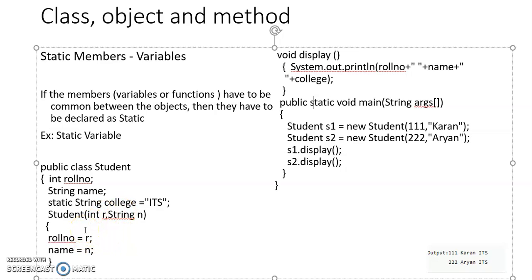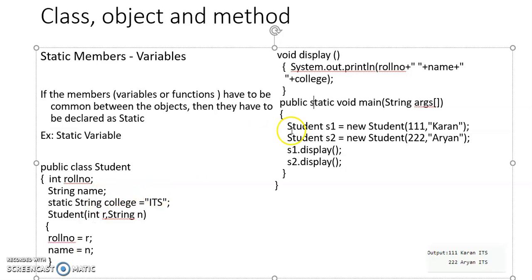Then that particular student s1's roll number will be 111, and object s1's name will contain the value Karan. Please note that roll number and name are not static, hence each object will get its own copy. Now similarly s2 is there. s2 is an object, and when it is initialized, its roll number will contain 222, and its name will contain Aryan.